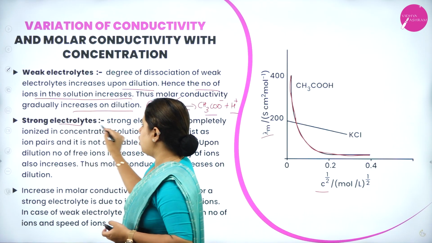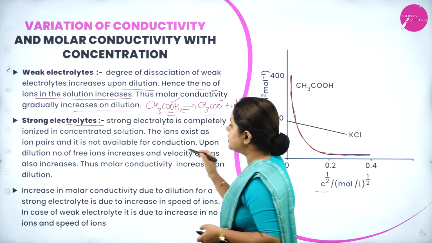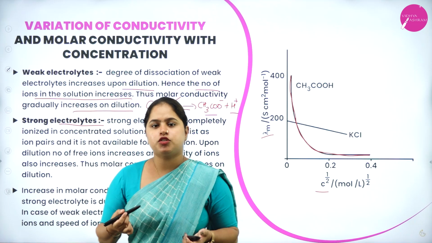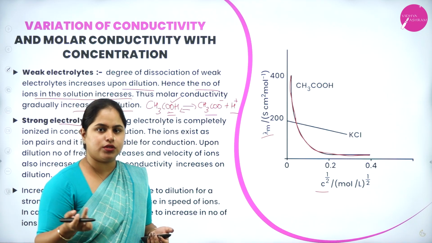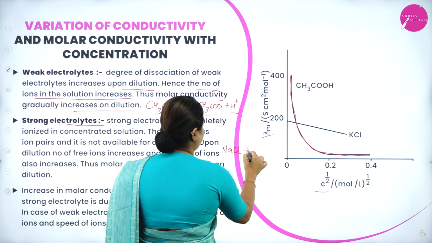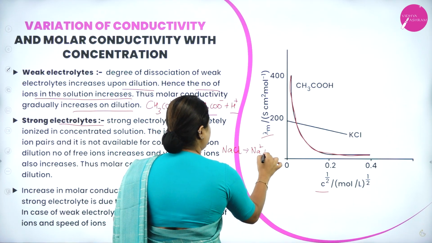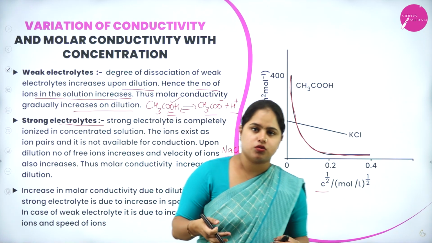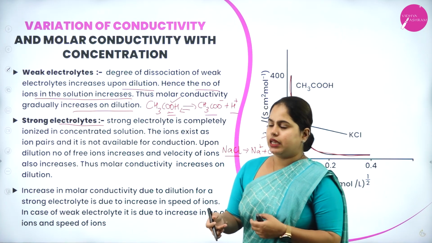Now moving on to a strong electrolyte. A strong electrolyte is completely ionized in concentrated solution. So what is a strong electrolyte? It will completely dissociate into its respective ions. For example, if I am taking sodium chloride in water, it dissociates into Na plus and Cl minus. All the sodium chloride dissociates. It completely dissociates into Na plus and Cl minus ions.